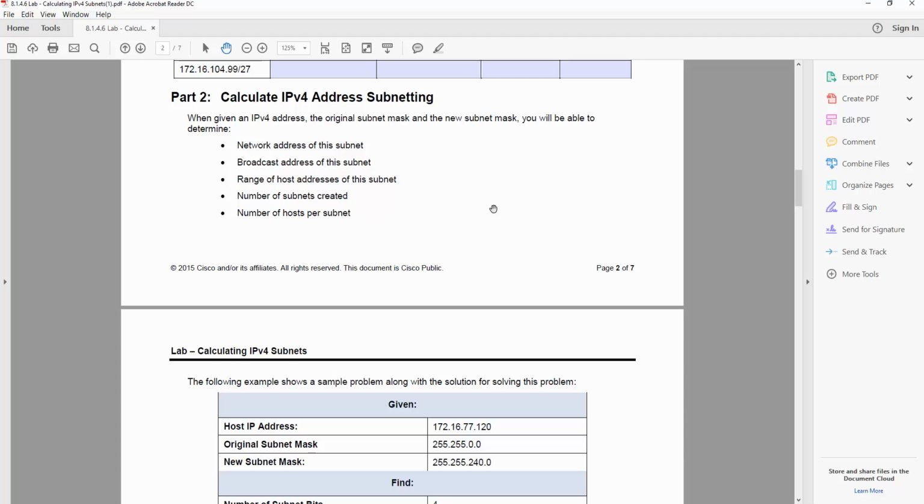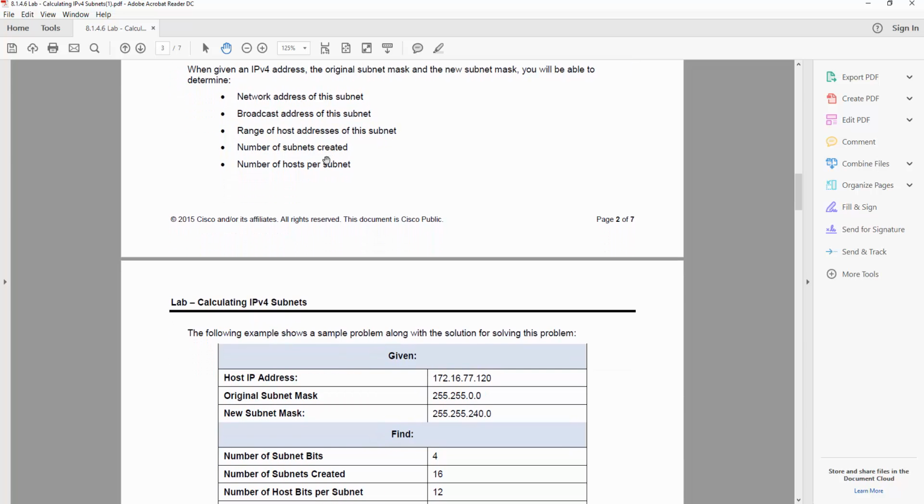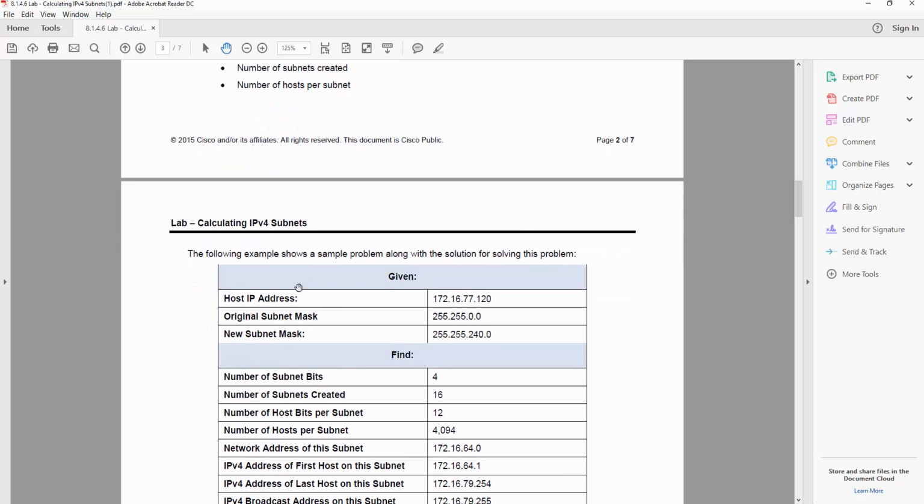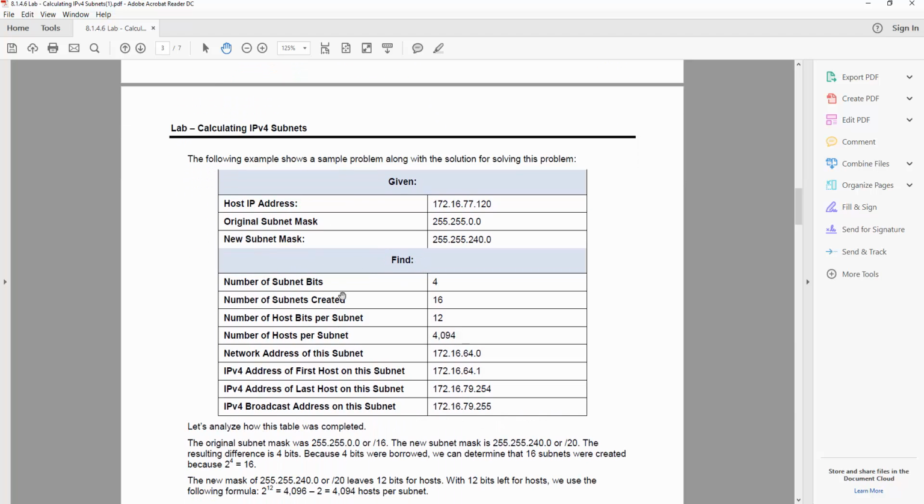Okay, continuing on with part 2, and I'm going to end this soon because I want to see how well you understand subnetting based on what we've done so far and breaking apart the binary. So starting part 2, calculate IP version 4 address subnetting. We're given scenarios. So we're given a network address, broadcast address, range of addresses on a subnet, number of subnets created, and then the number of hosts per subnet. You're going to find this information based on what we've learned.